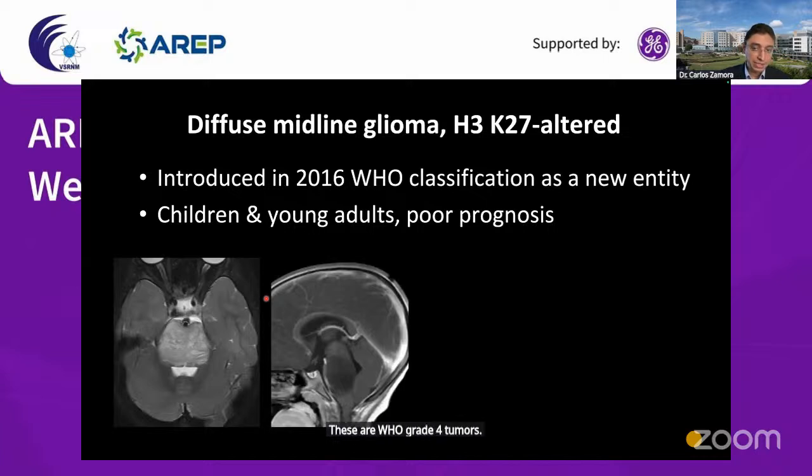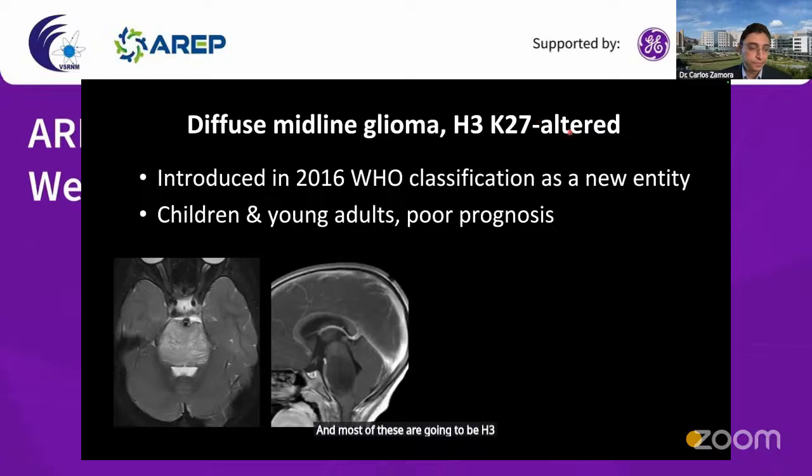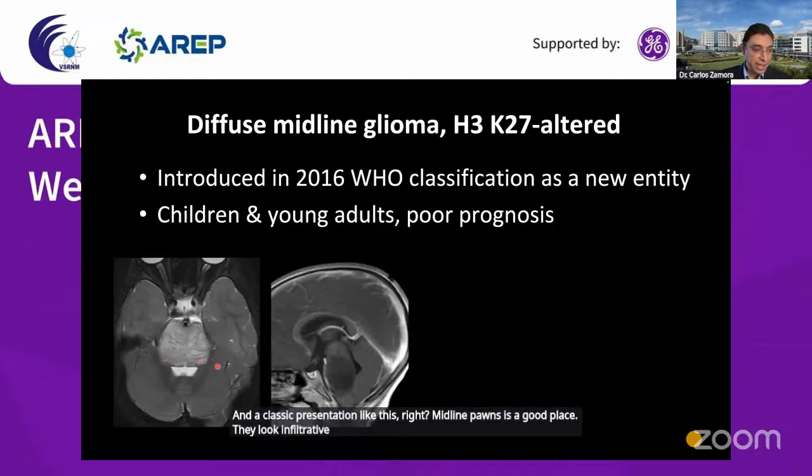This is a classic case of what we used to call a diffuse intrinsic pontine glioma, right? And most of these are going to be H3K27 altered. And classic presentation like this, right? Midline pons is a good place. They look infiltrative, mass-like, expansile. Sometimes they might wrap around the basilar artery to some extent, right?